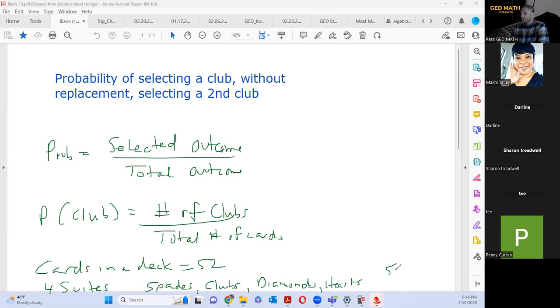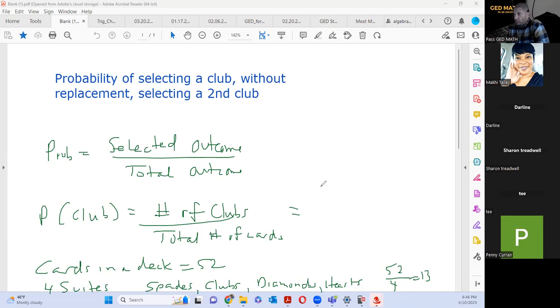It's 13. Remember, look at the key words. I'm splitting the deck up by suit. When you split something up, it's division. So 52 divided by 4 is 13 cards in each suit. Understand that? Okay, so how many clubs are in the deck?